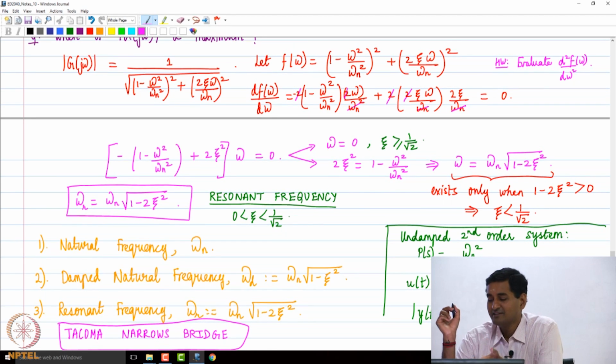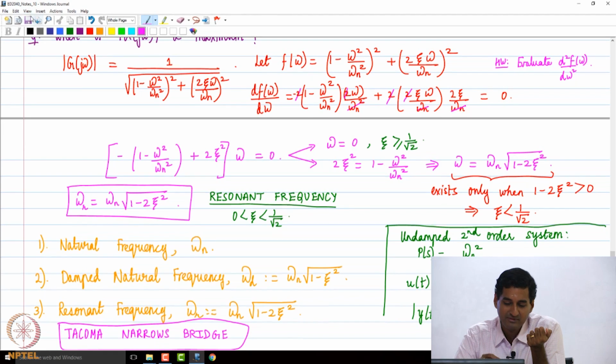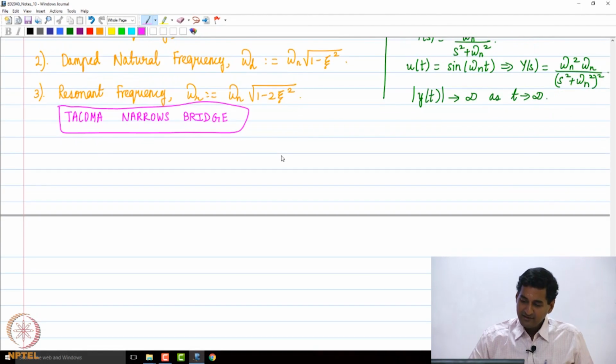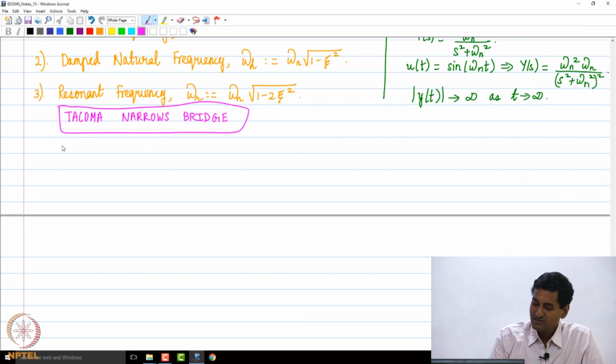Obviously, you will see that at this resonant frequency, the second derivative is positive. As a result, the magnitude of G of j omega will be a maximum, because the magnitude of G of j omega is 1 by f of omega. So when f of omega is a minimum, the magnitude of G of j omega will be a maximum. Please do that. I am going to leave this as homework too.